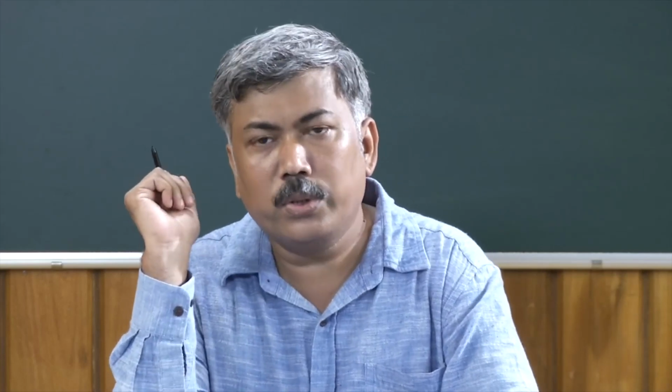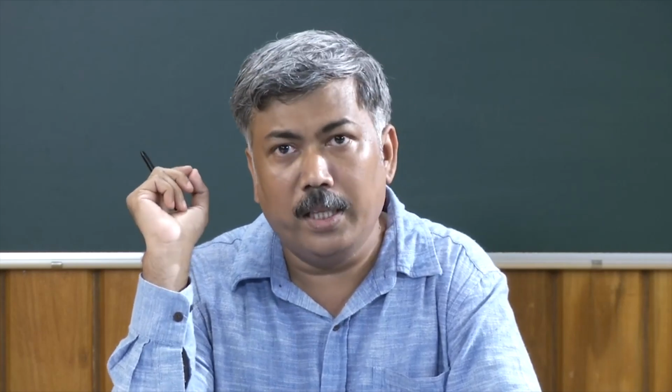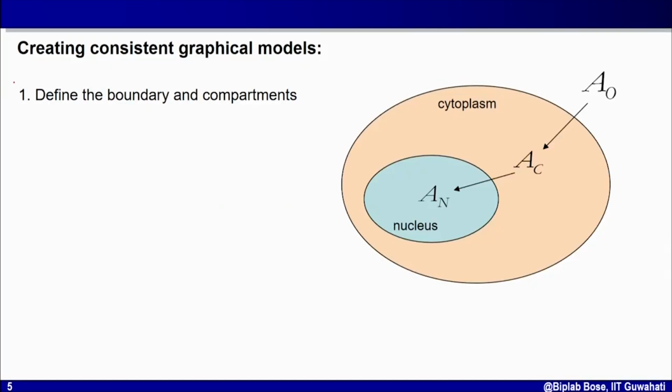So when you are creating graphical models, we should try to follow some consistent rules. Otherwise, we may miss some critical issues in the model. The first critical point is that you define the boundary and compartment of the system that you are dealing with. For example, see this example diagram I have drawn here.